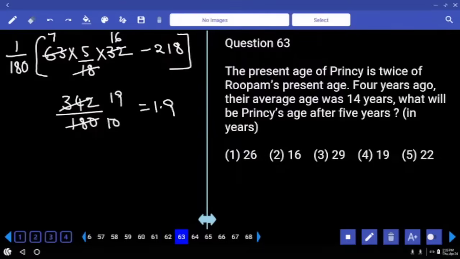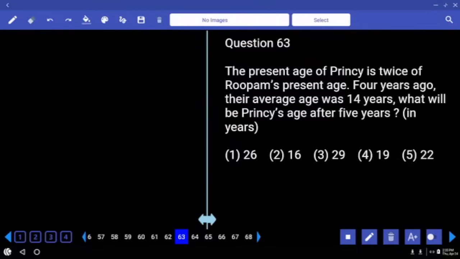The present age of Prince is twice the Rupam's present age. 4 years ago their average was 14 years. What will be Prince's age after 5 years? After 5 years. 4 years ago, fine, let's calculate.